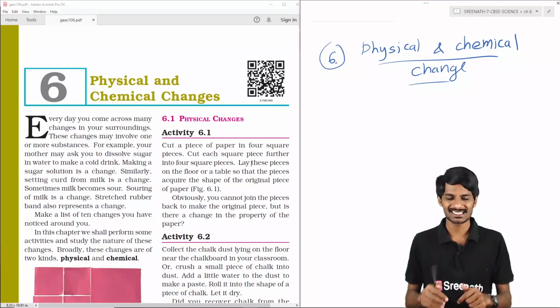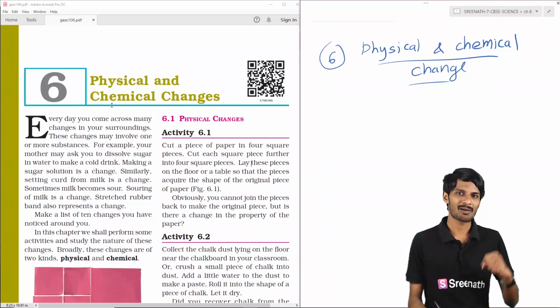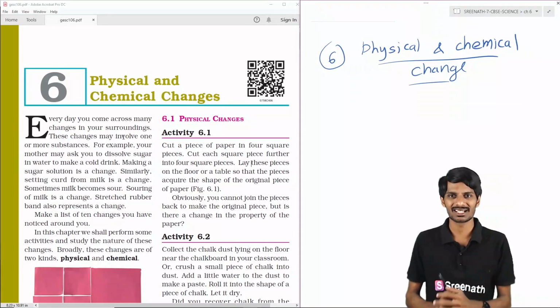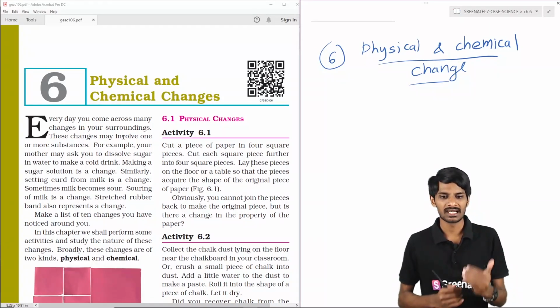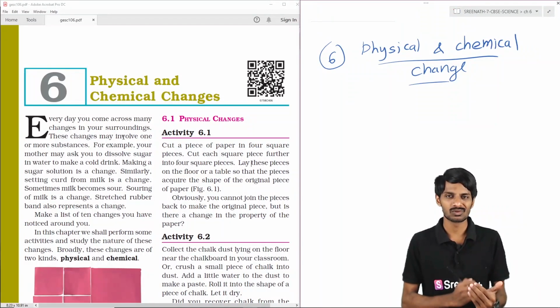So in this present session, we are going to complete this chapter, which is physical and chemical changes students. So before we start this chapter, let's see what are the concepts in it we are going to learn.